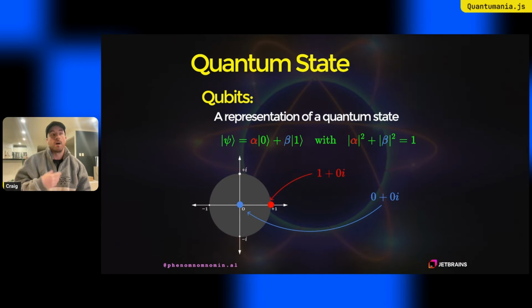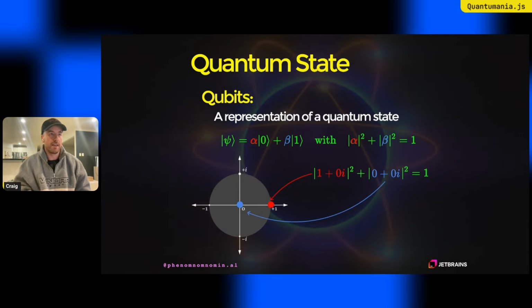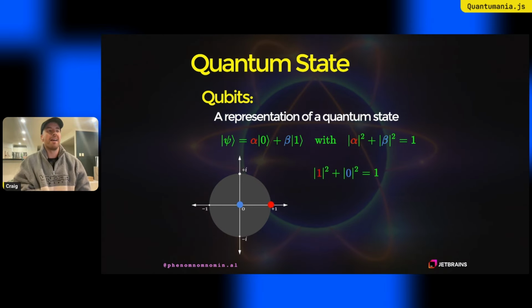These 2 positions are whole numbers. They're 0 and 1 fundamentally, but they can be expressed as complex numbers, even though neither of them has an imaginary part. And we can use this constraint that we have on the right-hand side, where the absolute value of alpha squared plus the absolute value of beta squared has to equal 1, so that they sum up to one whole probability, that 0 to 100%. In this case, we have the absolute value of 1 plus 0i squared plus the absolute value of 0 plus 0i squared. And we can compute that they equal 1 and 0, and therefore this constraint is valid. This is a valid quantum state.